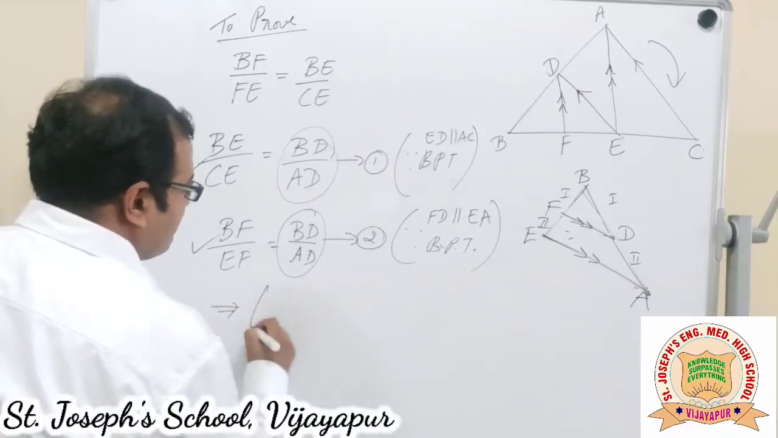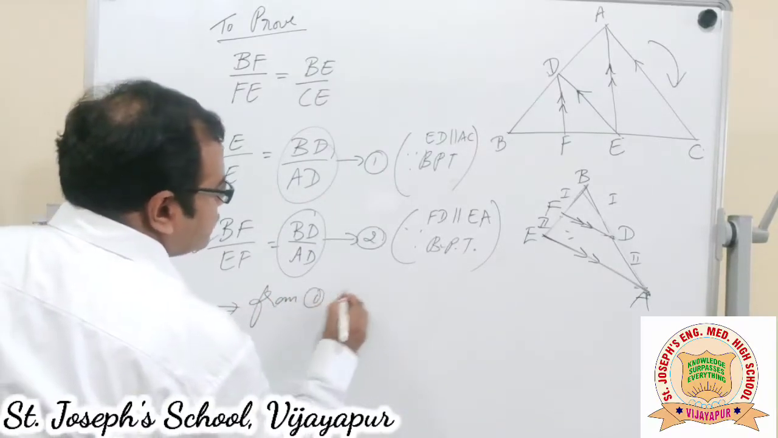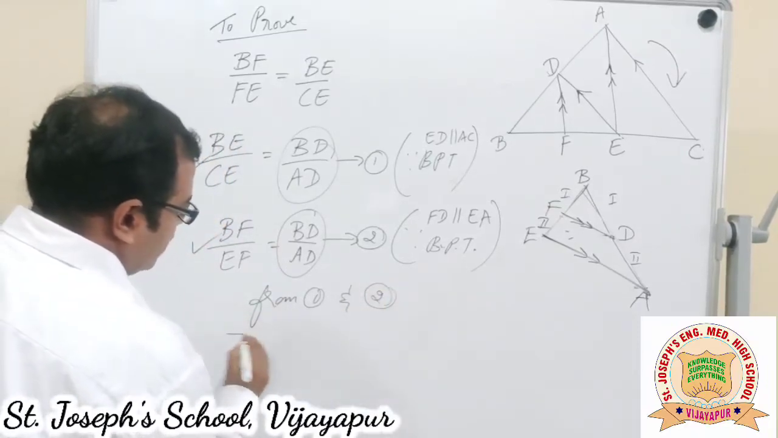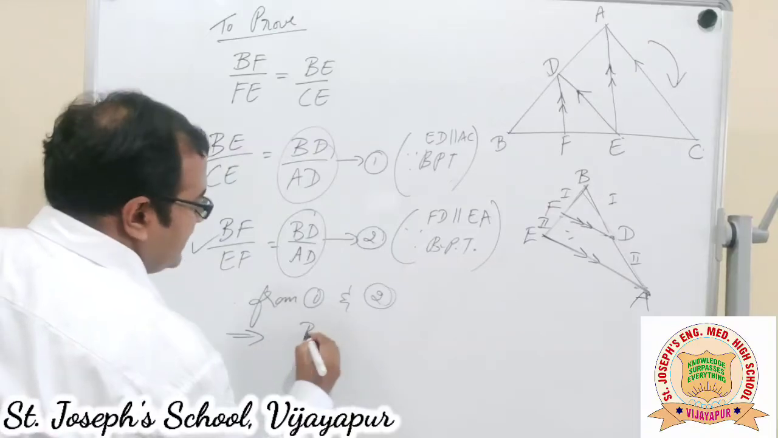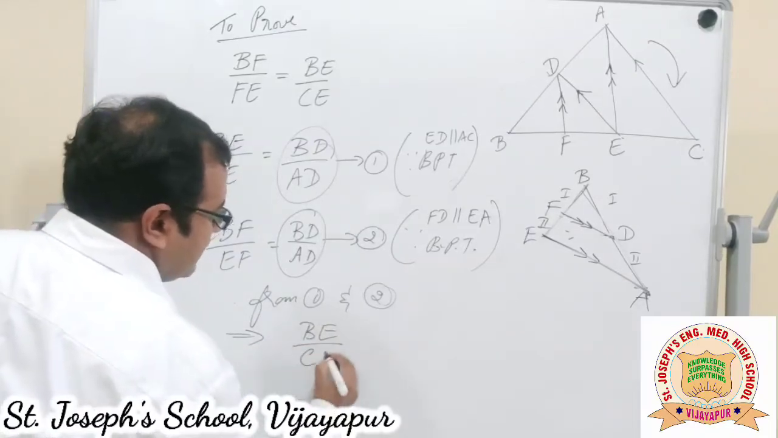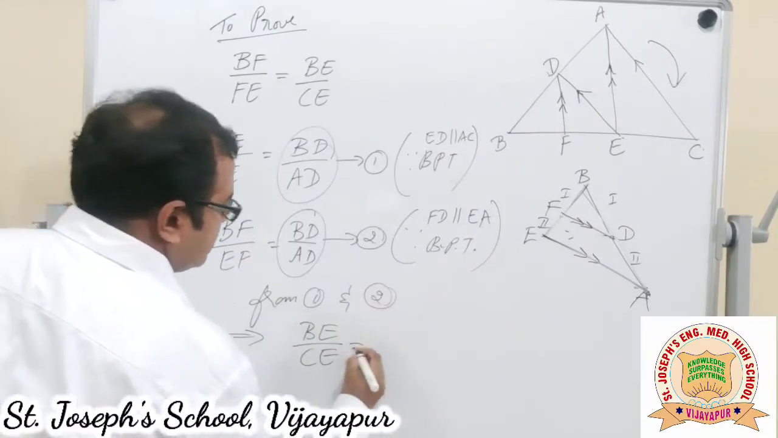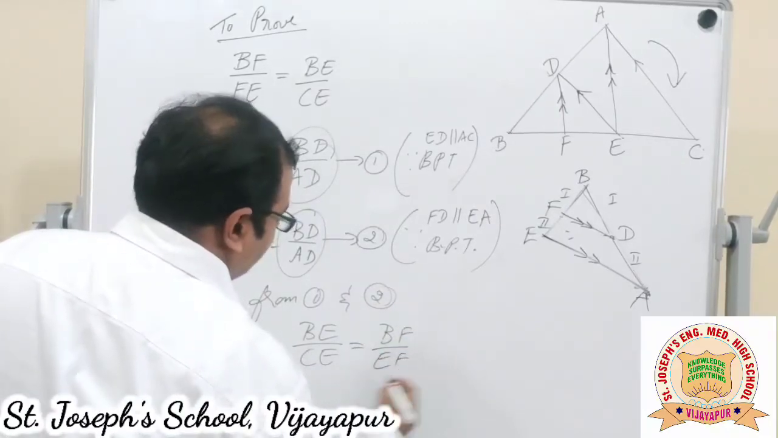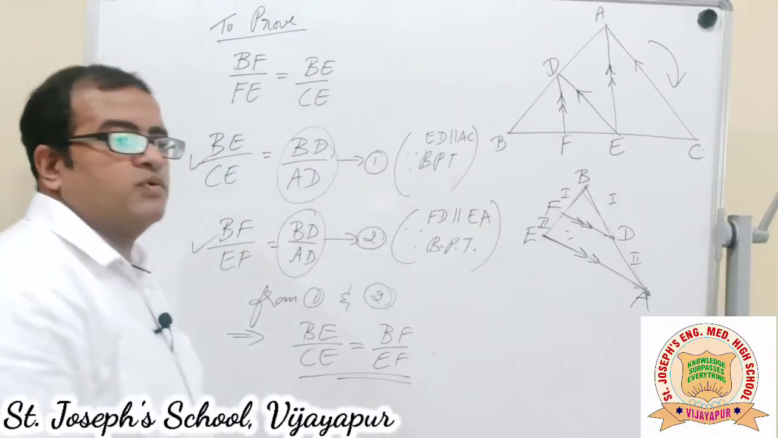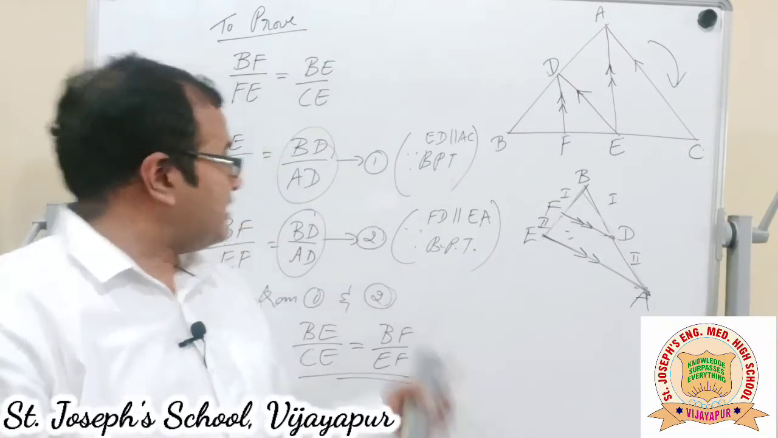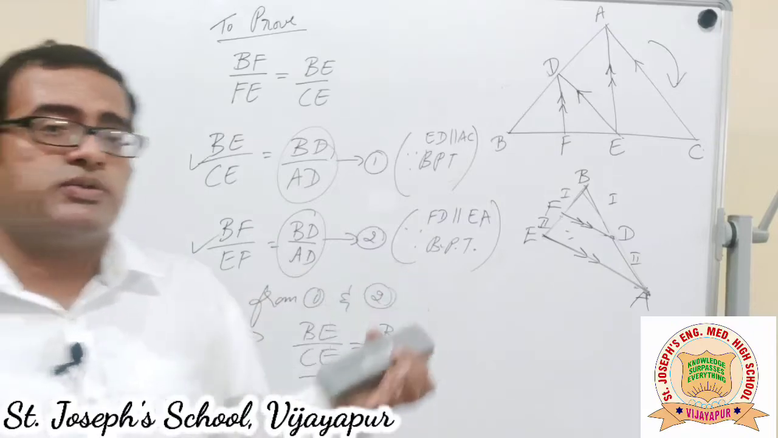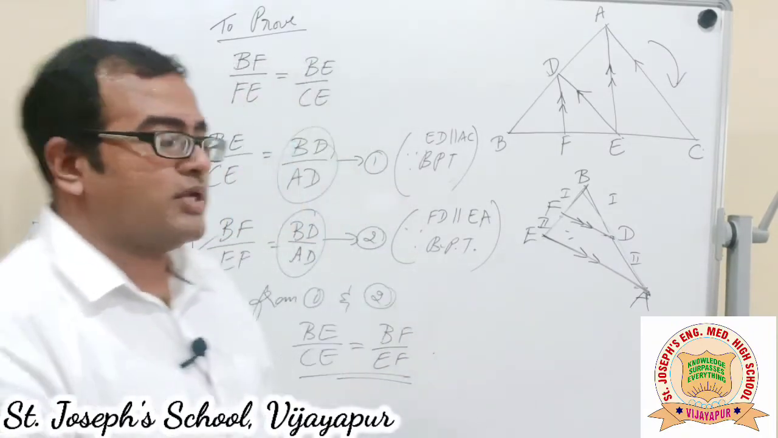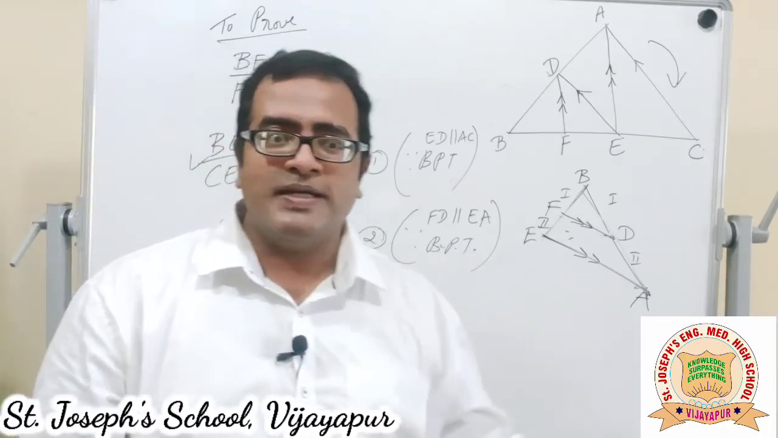This implies from 1 and 2, BE upon CE is equal to BF upon EF. Hence the proof. So, the reason is nothing but axiom 1: things which are equal to the same things are equal to one another. That is axiom 1. We could write that in the reason here. Hence the proof.